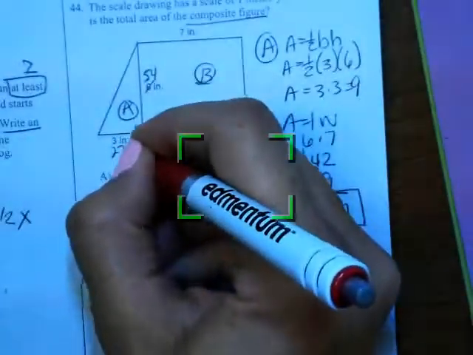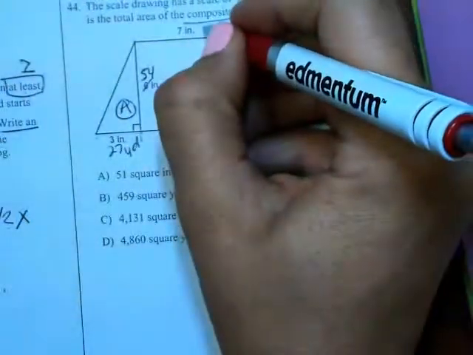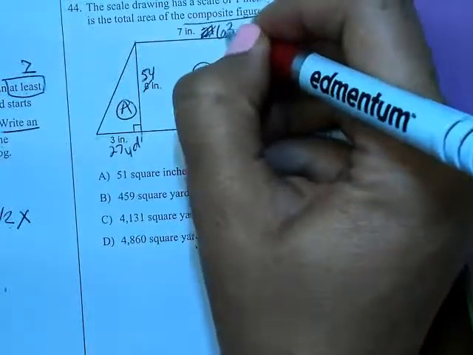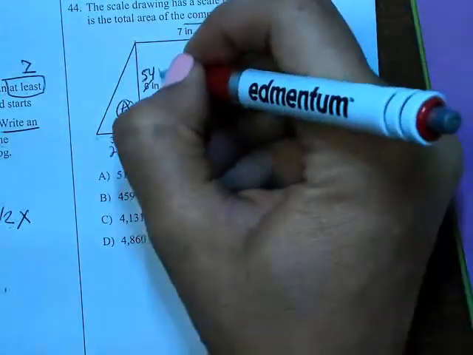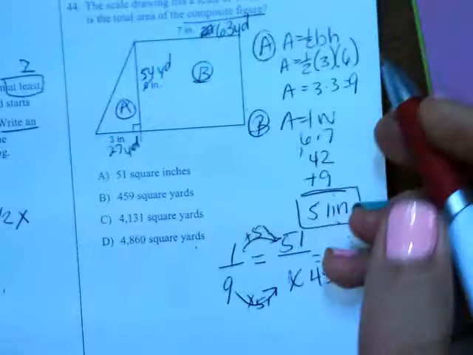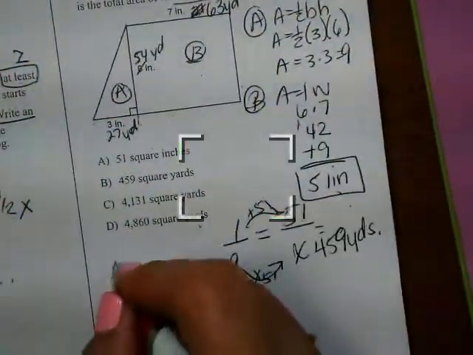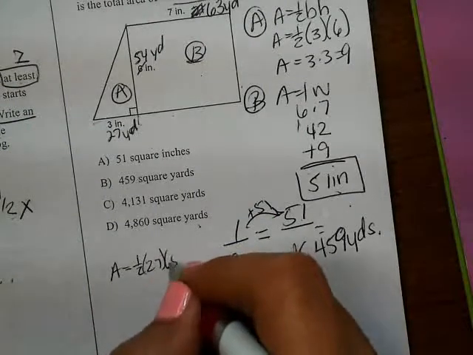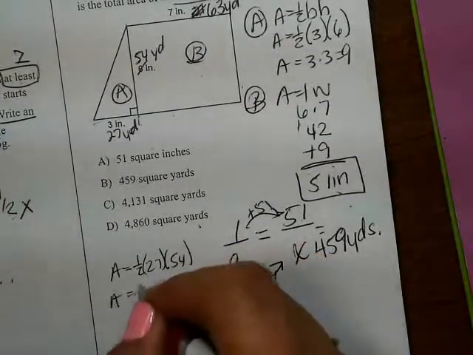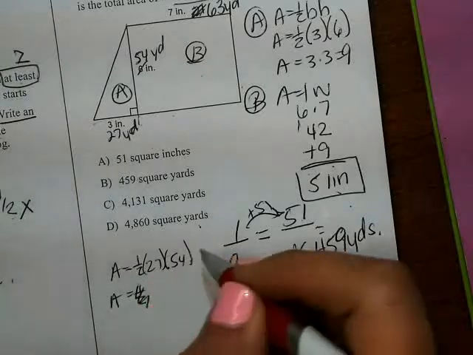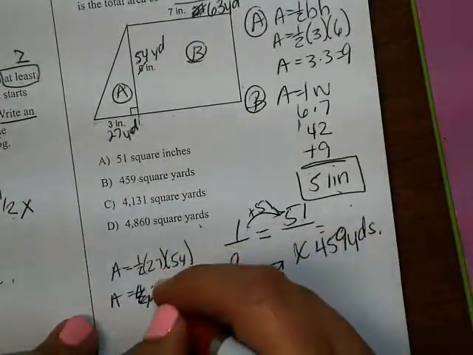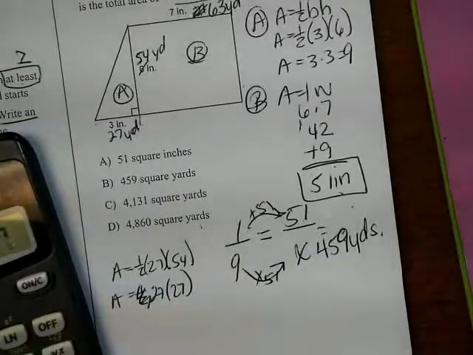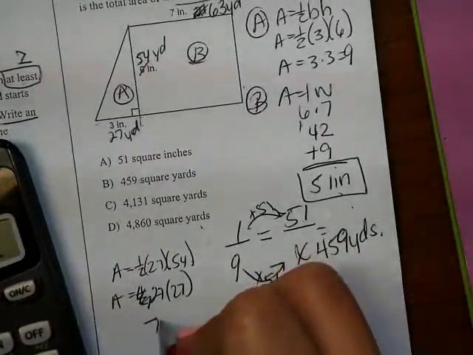By 9 is 27 yards. By 9 is 21 yards. No, 63 yards. So if I do that and I use those numbers, 1/2 times 27 times 54, half of 54 is 27, 27 times 27 is 729.